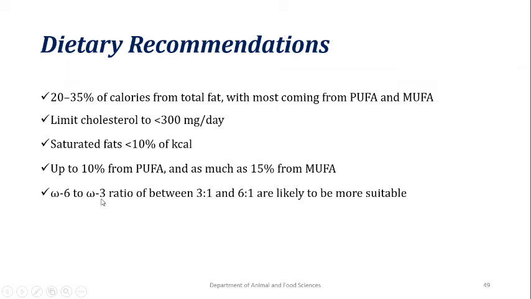And the omega-6 to omega-3 ratio should be between 3 to 1 and 6 to 1. Say if you take 6 grams of omega-6 fatty acids, you have to take 2 grams of omega-3 fatty acids. By using this ratio, you can see that we promote a higher intake of omega-6 fatty acids than omega-3 fatty acids. This is also a recommendation, to maintain a 3 to 1 or 6 to 1 ratio.